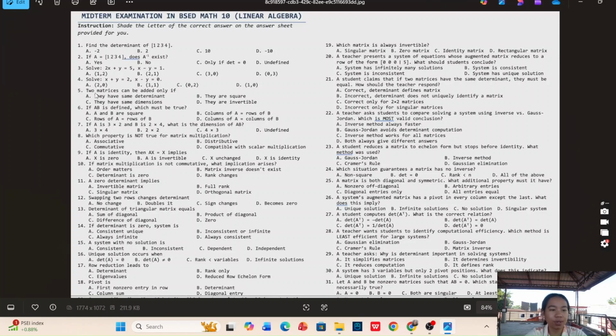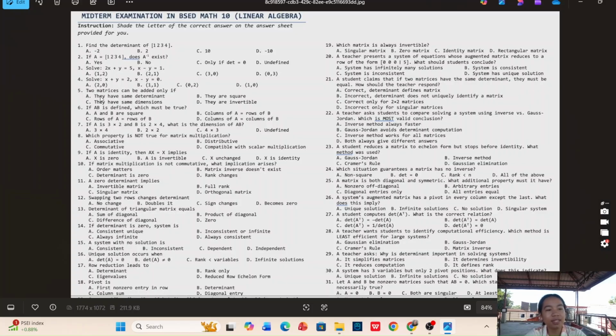Number 4. Solve x plus y equals 2 and x minus y equals 0. The correct answer for number 4 is letter B. Solving the equations results in x equals 1 and y equals 1. So the correct answer is 1 and 1, which is letter B.